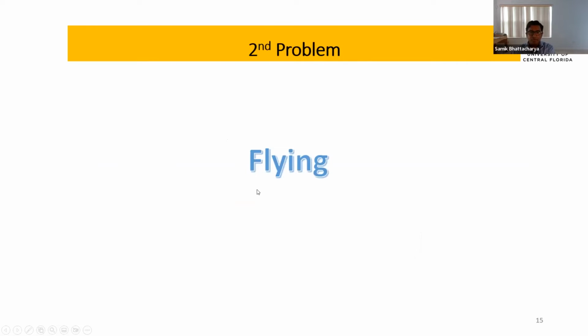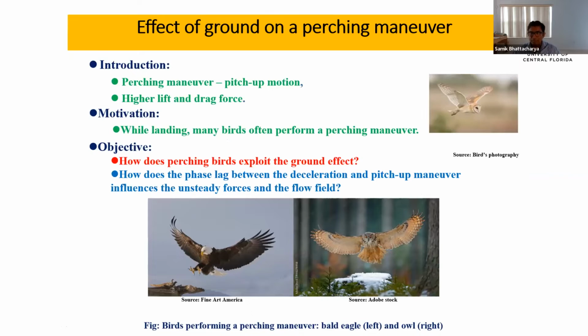So in the next few minutes, I'm going to discuss the second problem, which is related to flying. And in this problem, what we are focusing on is something called perching maneuvers. So this perching, as you can see in this right video, a bird is trying to land, and when the small bird is trying to land, it is performing an unsteady maneuver, a post-stall maneuver, which is known as perching. So what it does, it rotates its body at a high angle of attack so that the wing goes more than 90 degrees. Now this is an unsteady maneuver.